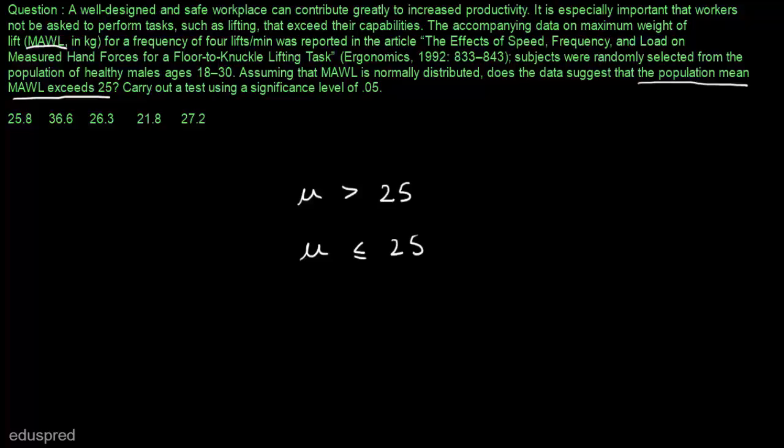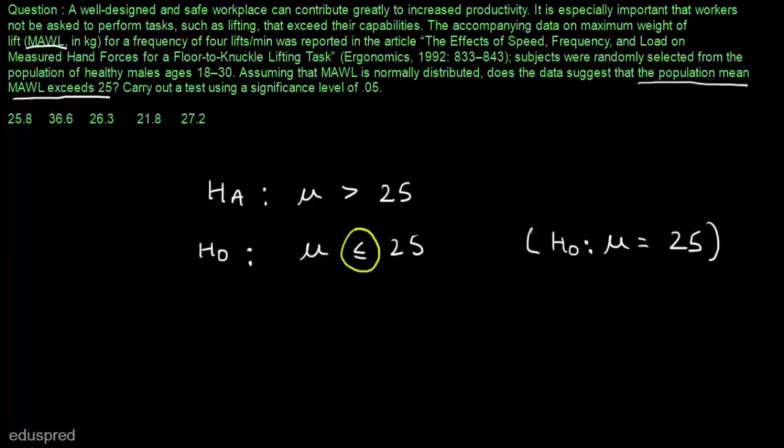As this claim has an equal to sign, that means we can take this claim as our null hypothesis, and consequently this claim is our alternative hypothesis. Note that you can also write the null hypothesis as mu equal to 25. So this is some notation that we can follow. We can replace less than or equal to with equal to. Now let's move to step 2. So this was our step 1.